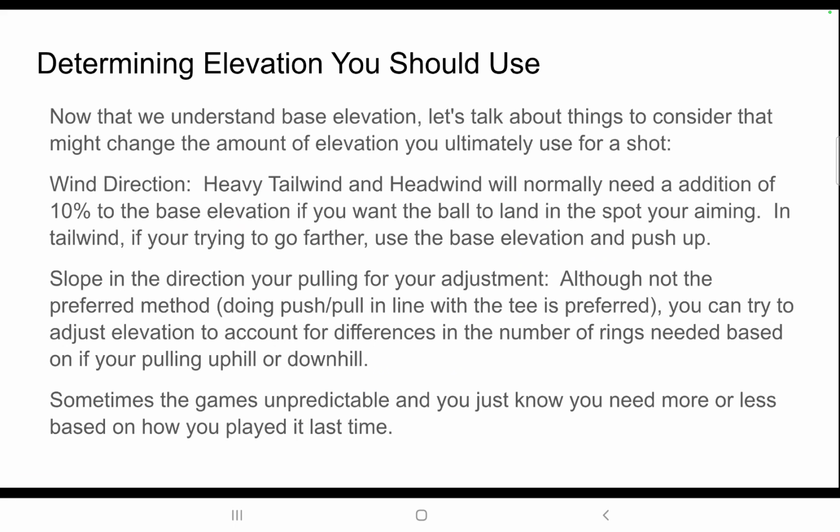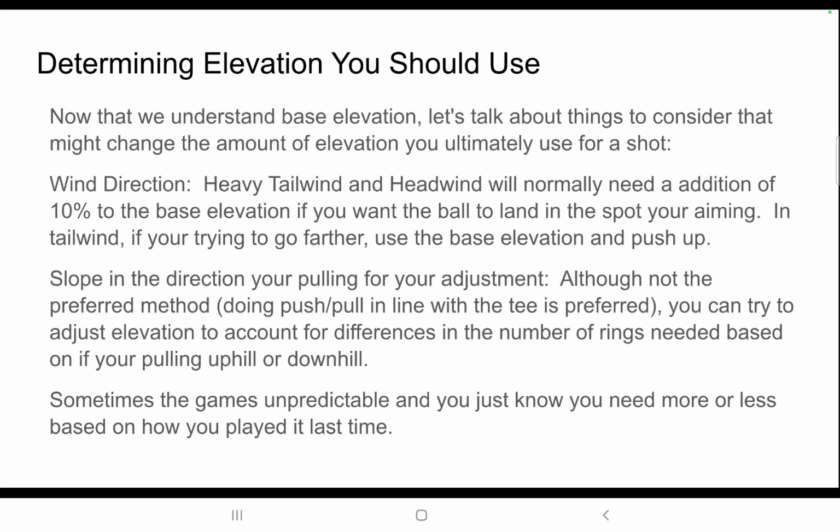And I normally say heavy, because if you just have a slight cross tail or a slight cross head, typically you don't have to make any significant elevation changes, but you can play around with that to see if you want to add 5% or not in small or light cross heads and tails. If you get a heavier tail or a straight head or tail, my normal rule of thumb is add 10% to your base elevation if you're trying to get the ball to land where you're aiming.